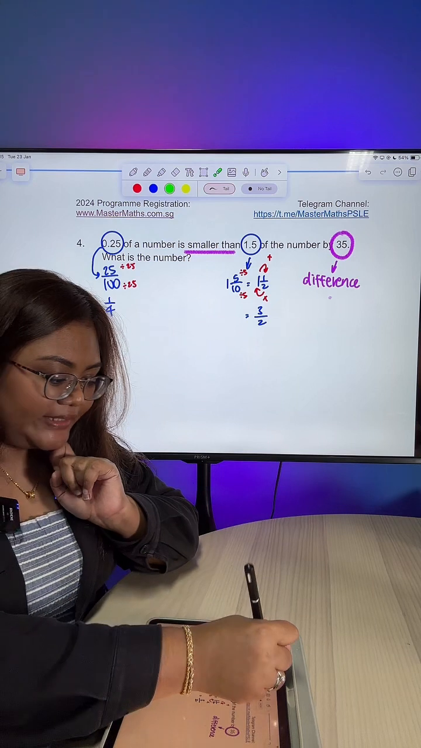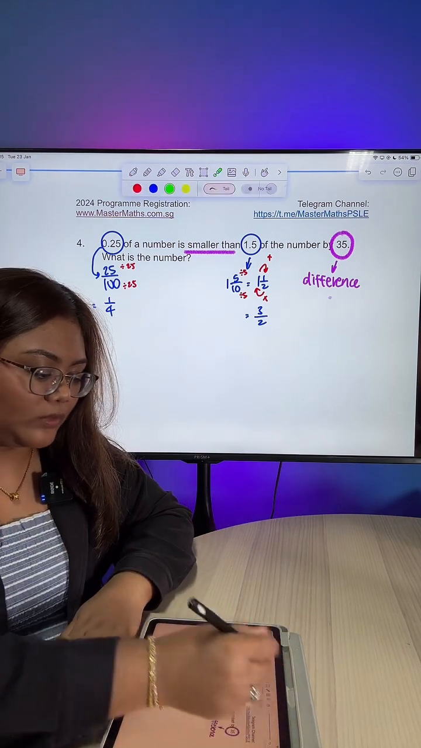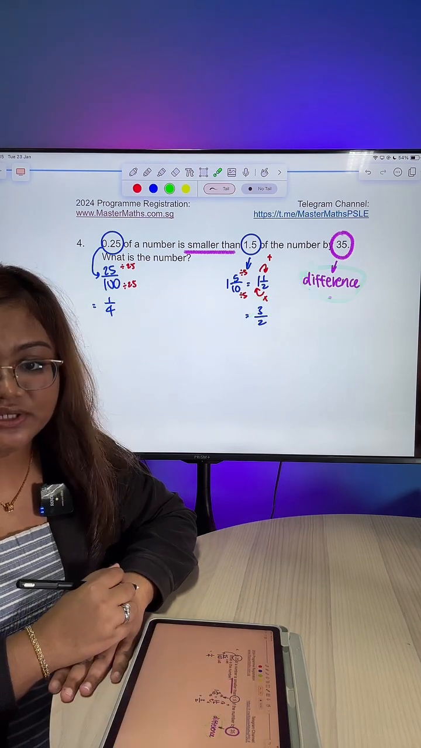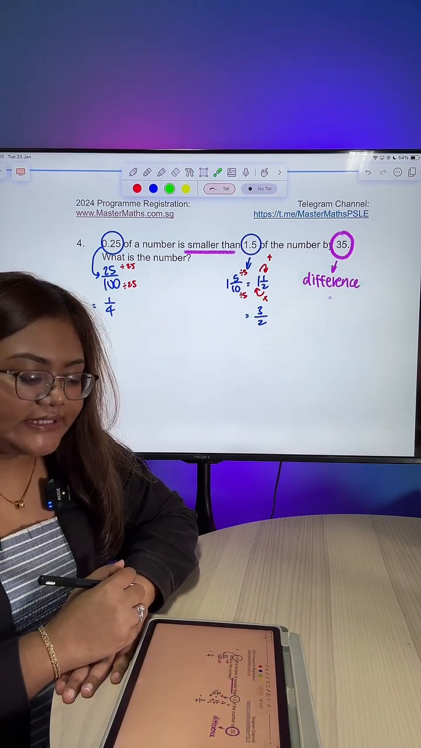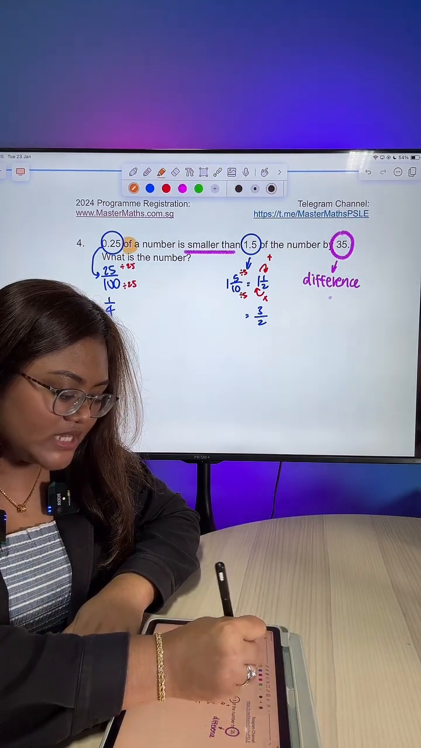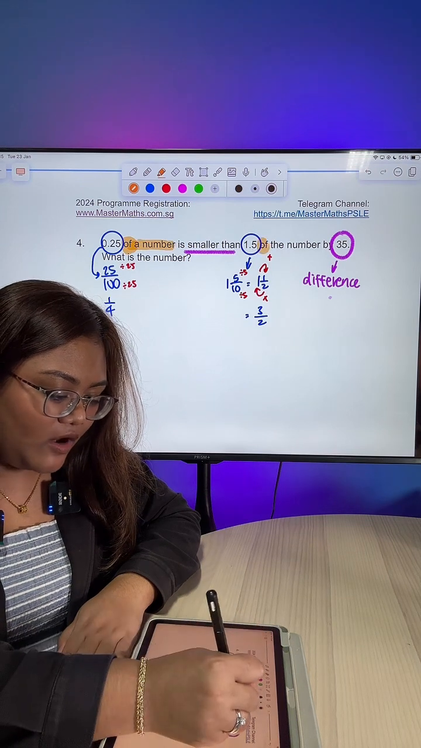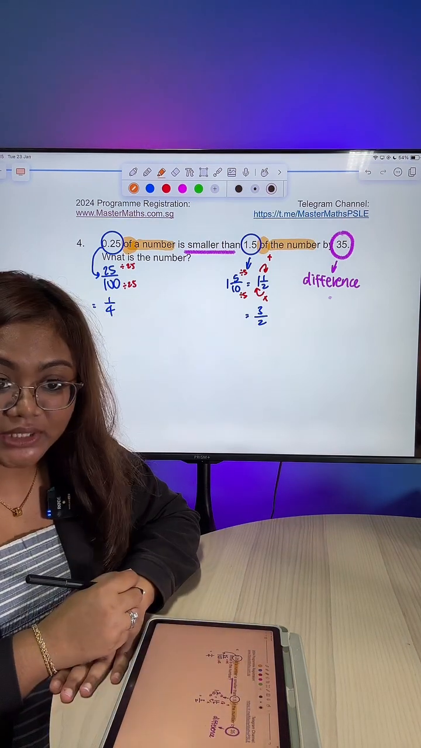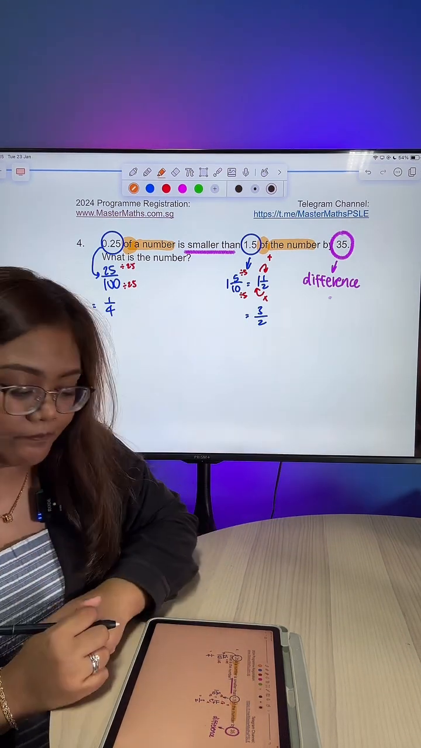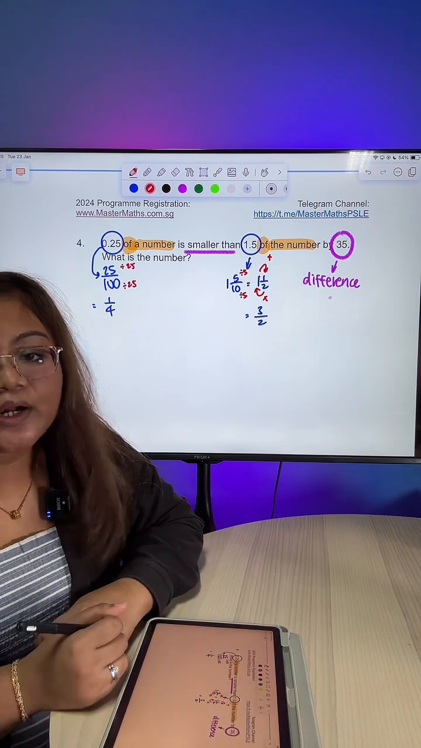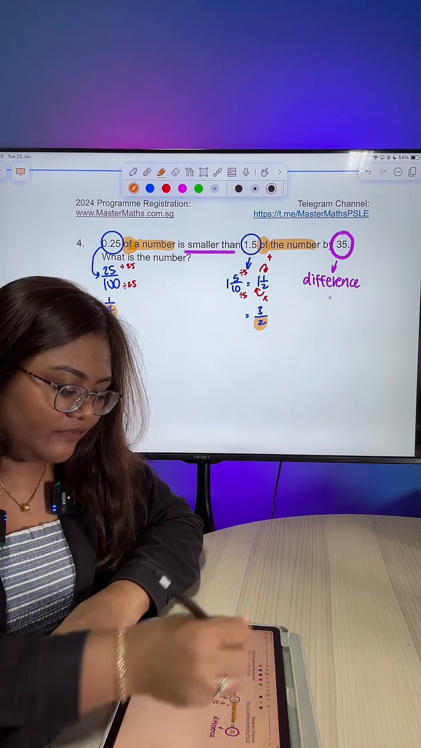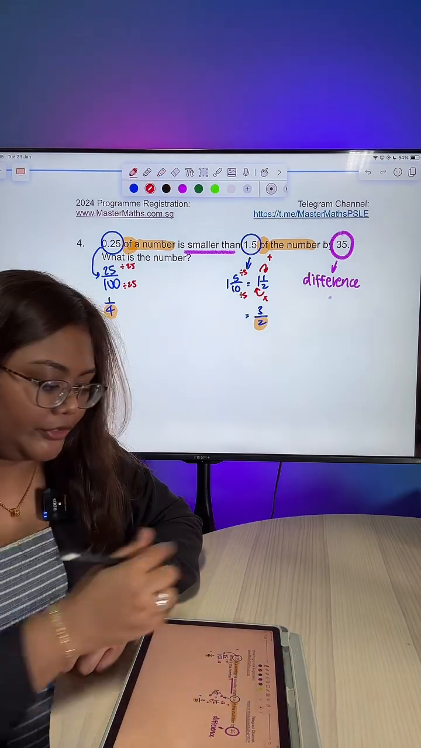Okay, so now I know 1/4 of the number versus 3 over 2 of the same number. The difference is going to be 35. Now, my key phrase here is the word "of". It says of a number, of the same number. It's the same thing. So what we're going to do is make the denominators the same because they refer to the same number.